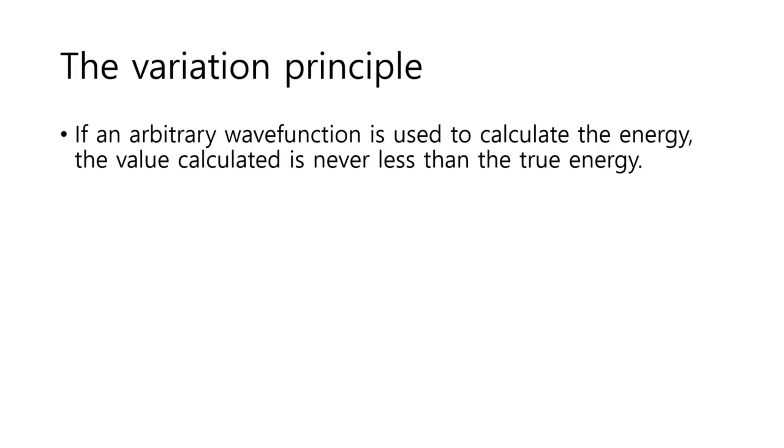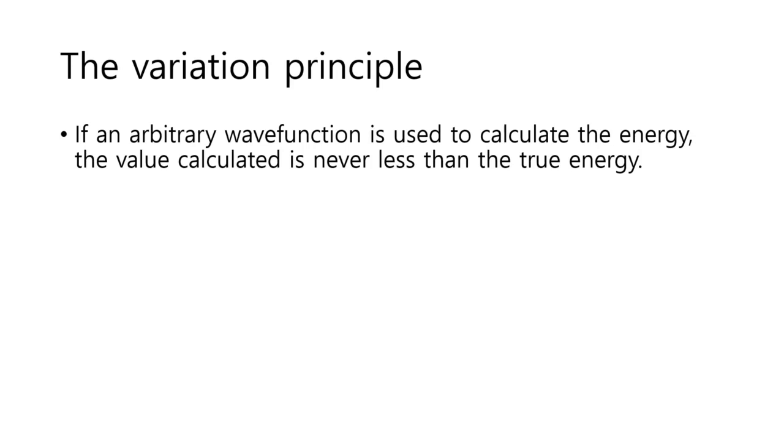Lastly, the variation principle provides a linear combination to discuss bond polarity and to find the coefficients used to build molecular orbitals. This is the definition of the variation principle. If an arbitrary wave function is used to calculate the energy, the value calculated is never less than the true energy. This principle is the basis of all modern molecular structure calculations. The principle implies that if we vary the coefficients in the trial wave function until the lowest energy is achieved, then those coefficients will be the best.